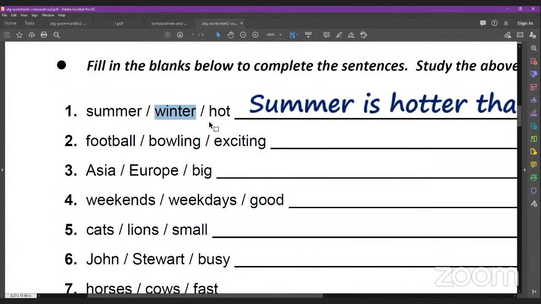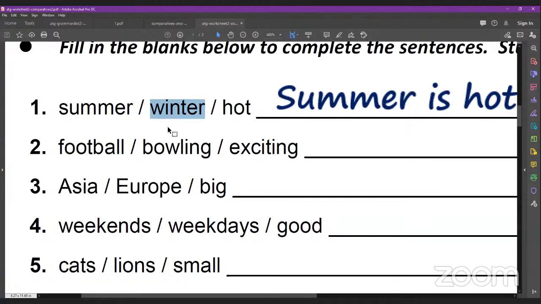In number two, we're going to compare two different sports, football and bowling. The adjective is exciting. So it's up to you which of those sports is exciting for you. Don't confuse this word. Exciting means emocionante. Football or bowling, it's up to you. If you consider football or the other sport exciting, then you're going to compare.